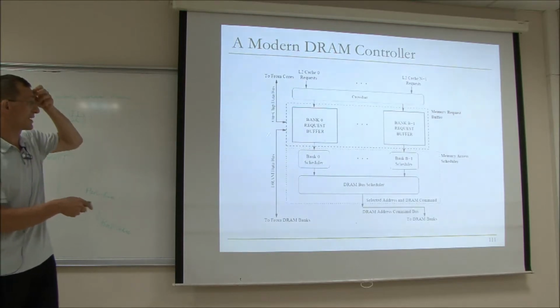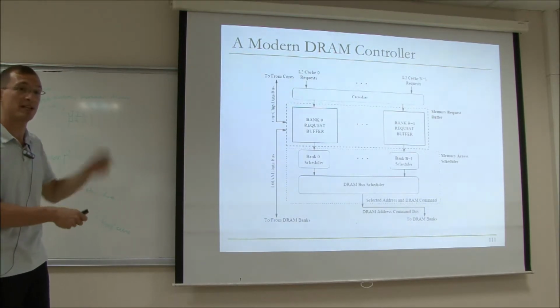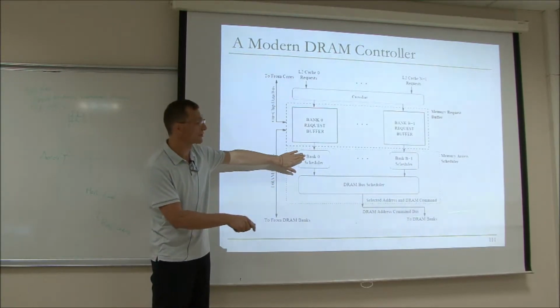And this is another way of looking at it. Basically, different bank request buffers coming from L2 caches. The requests go into different bank request buffers, and you can have schedulers for different banks that pick a request, and later the DRAM bus scheduler can pick one of those requests to schedule onto the bus.